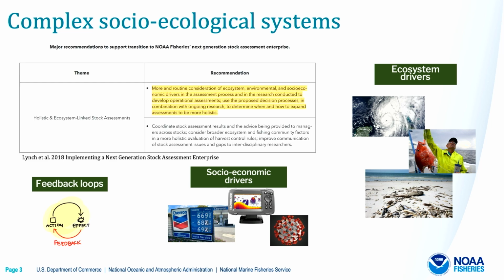We understand this, and this here is a snippet from NOAA's Stock Assessment Improvement Plan. One of the major recommendations is there be more and routine consideration of ecosystem, environmental, and socioeconomic drivers in the assessment process. But unfortunately, this has been really challenging to implement in practice. It's really difficult to know which of these external variables are important and how to actually include them in a stock assessment context. And we're really missing standardized methods and ways to do this.